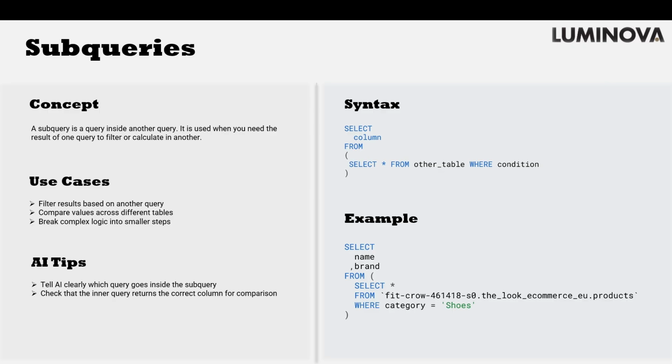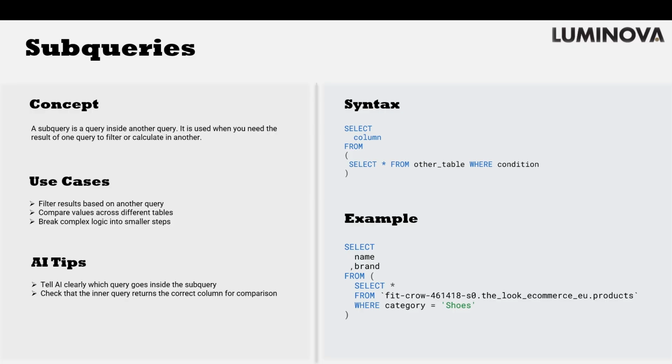When working with AI tools, it is important to be very clear about what you want inside the subquery. For example, you might say find all customers whose total purchase is greater than the average purchase across all customers, and the AI will know to build a subquery that calculates the average and then compare each row against it. The more specific you are about the relationship between the inner and outer query, the better the generated SQL will be.